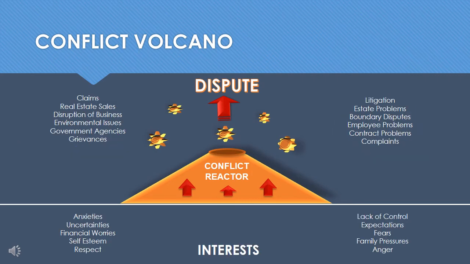In conflict resolution, the key to reaching an agreement is in the interests of the parties. Interests are found below the surface, and they thrust the molten lava through the conflict reactor. Interests are the underlying needs that are motivating the dispute. Without uncovering the interests of the parties, a durable and meaningful agreement is less likely.